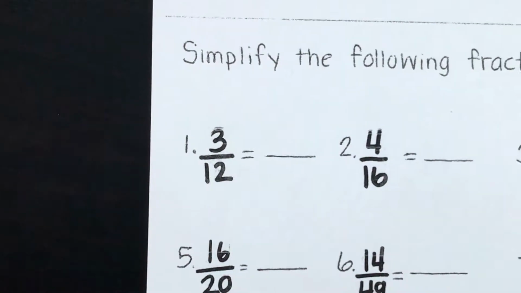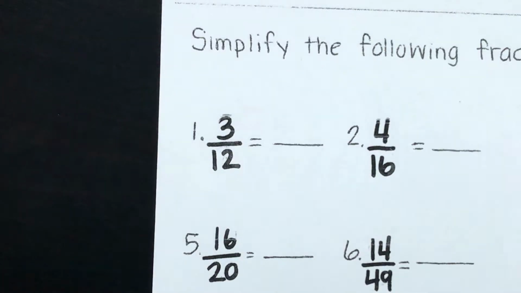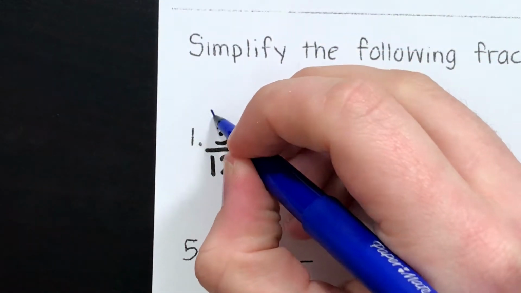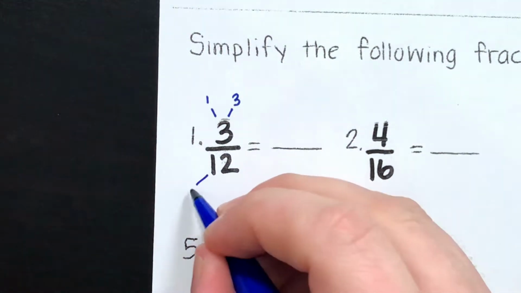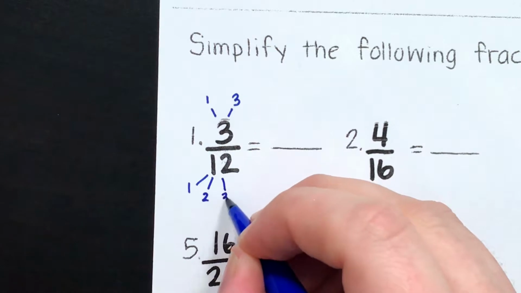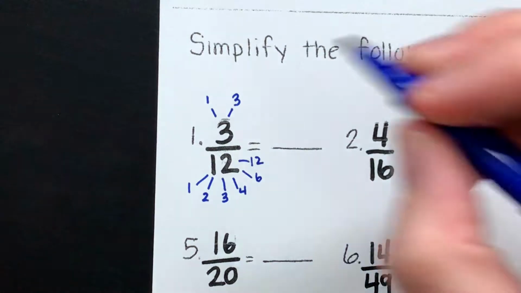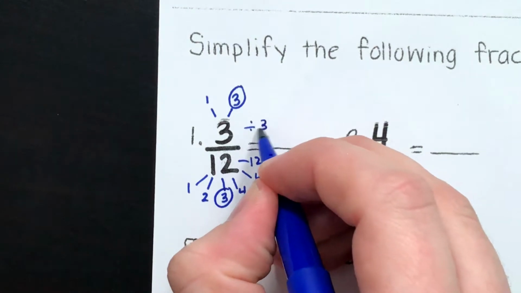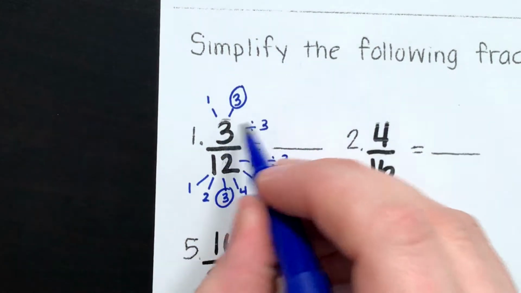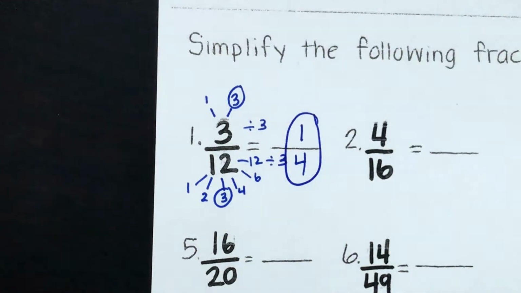So let's start with number 1. 3/12. This one should be easy. So let's look at what our greatest common factors are for these two numbers. So 3, we have 1 and 3. Pretty straightforward, simple, right? 12, we have 1, 2, 3, 4, 6, and 12. So our greatest common factor here is 3. I want to divide both sides by 3. 3 divided by 3 is 1. 12 divided by 3 is 4. So my answer is 1/4.